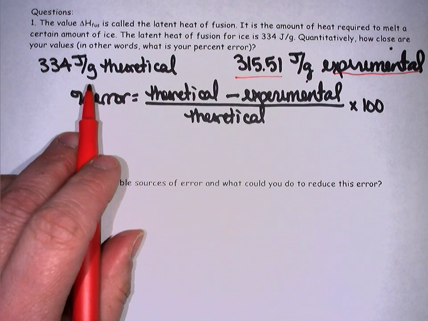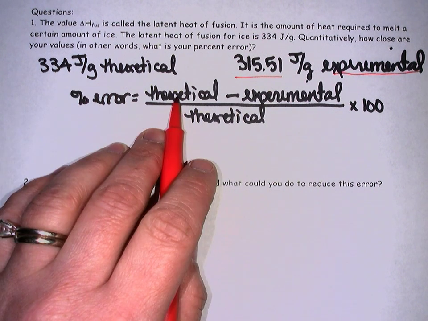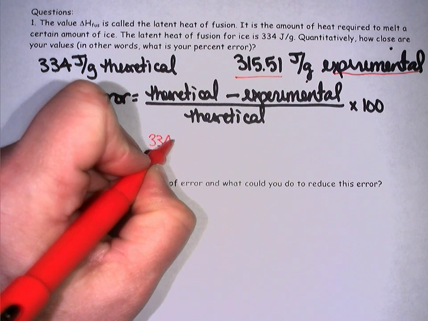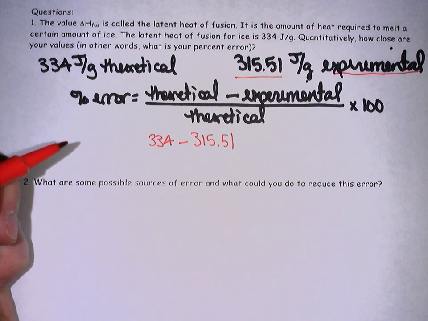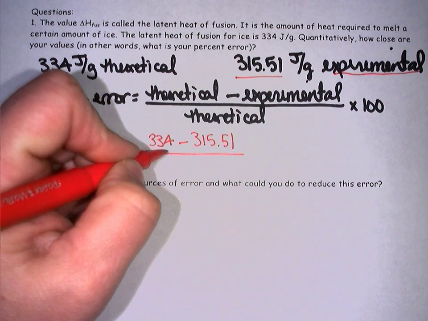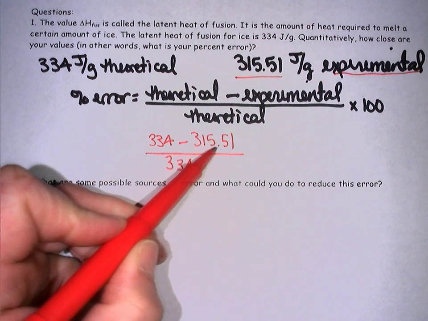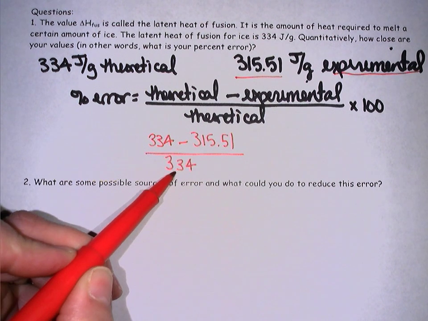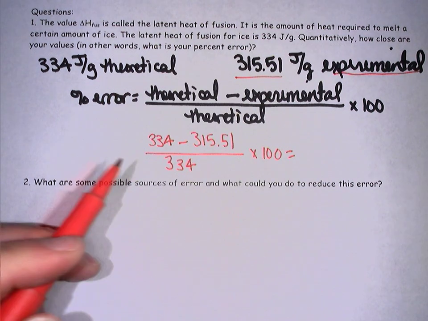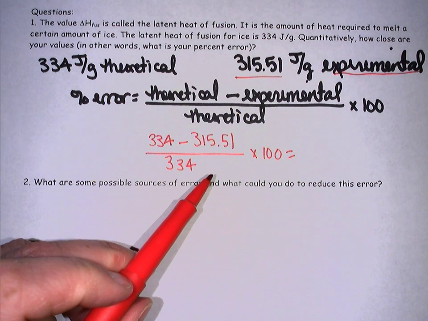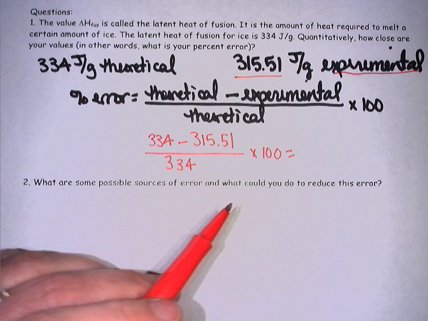To get percent error, we need to take our theoretical. Theoretically, we should have gotten 334. And we're going to subtract the experimental, which is 315.51, and then divide by our theoretical. It's kind of like figuring out how many you got wrong on a test. You would take the total amount on the test minus what you got right divided by the total amount, and that would give you your percent error. Always multiply by 100 to get percent. So 334 minus 315.51 divided by 334 times 100 gives us a percent error of 5.54%.